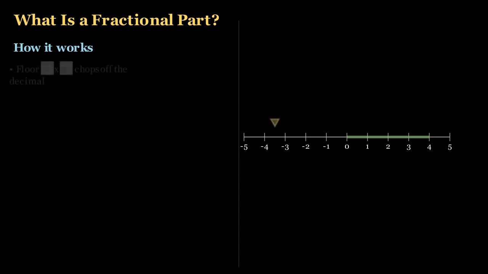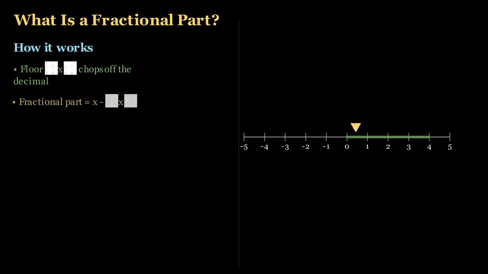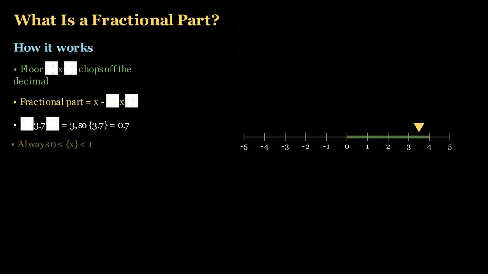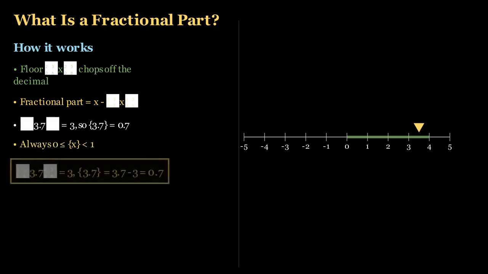Floor of 3.7 is 3. Floor of 5 is 5. Floor of negative 1.2 is negative 2, because negative 2 is the next integer down. Once you have the floor, the fractional part is simply the original number minus its floor. For 3.7, 3.7 minus 3 gives 0.7. That's it. And because the floor is always the integer just below or equal to x, the difference is always at least 0 and strictly less than 1.